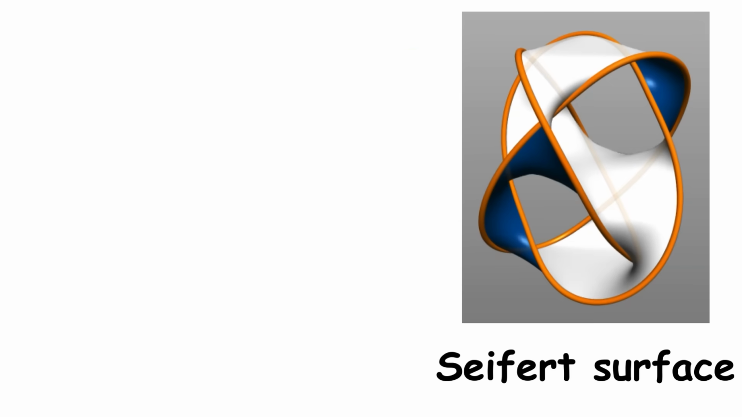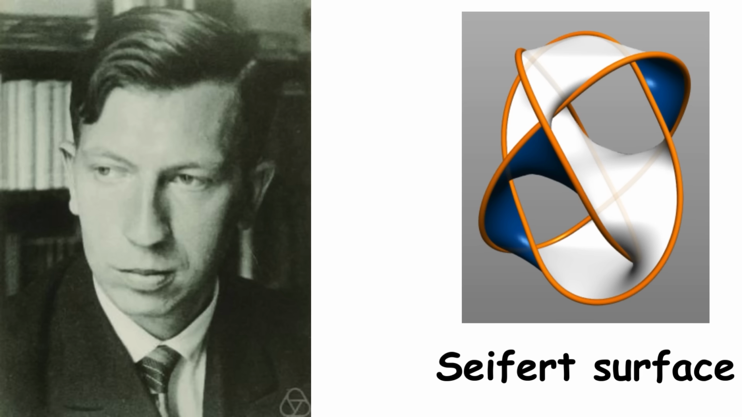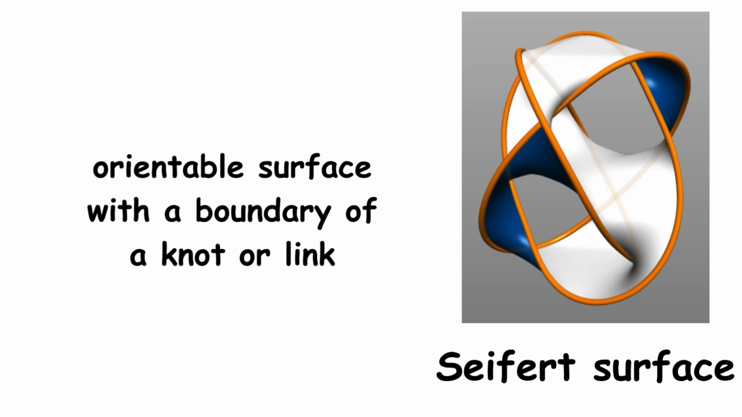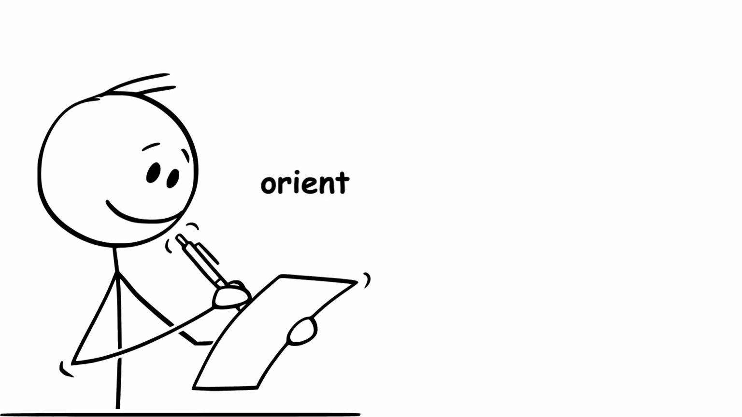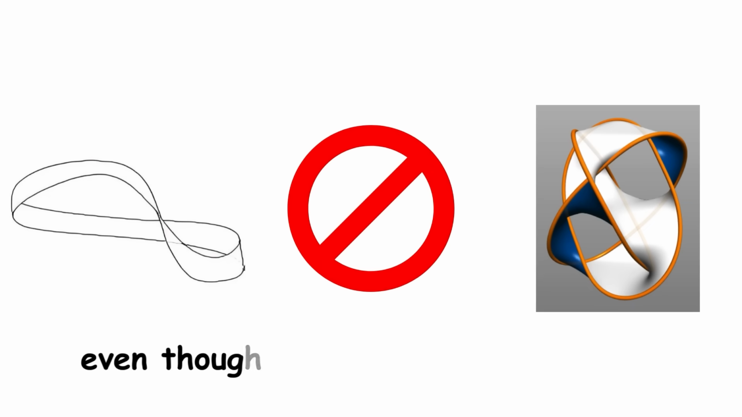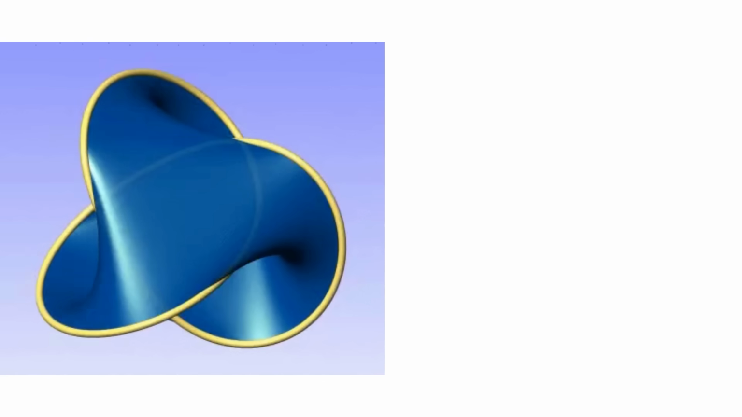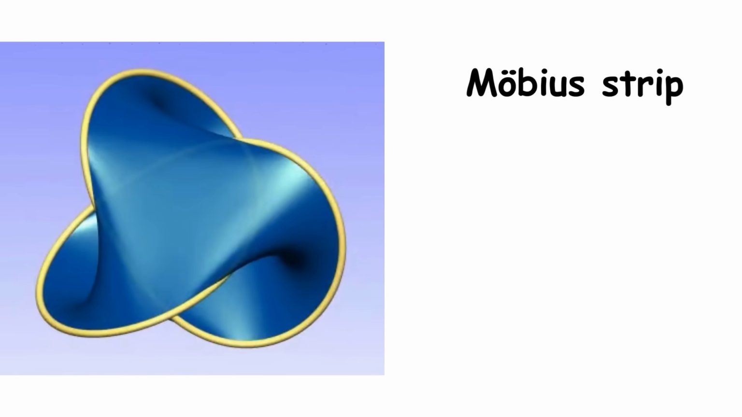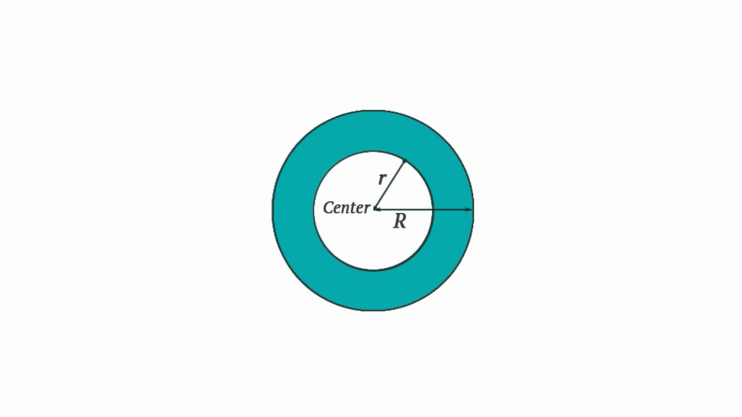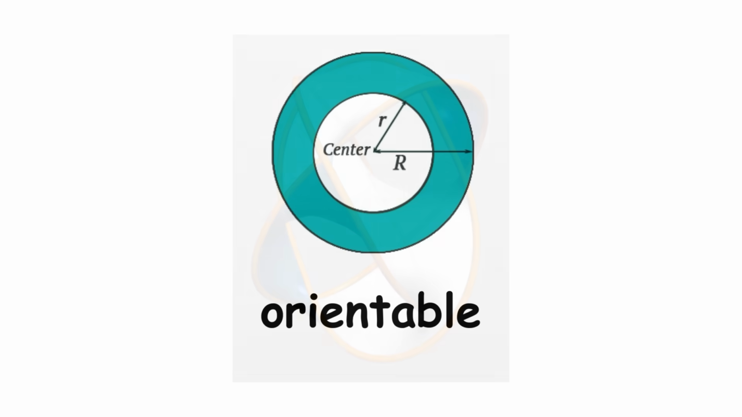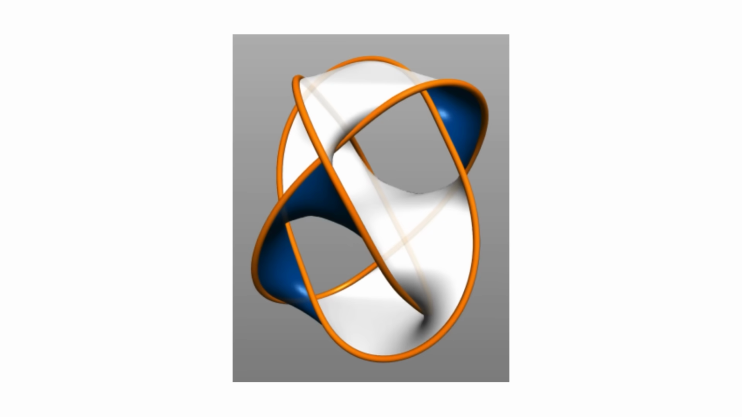A Seifert surface, named after German mathematician Herbert Seifert, is an orientable surface with a boundary of a knot or link. The simplest example is a disk, which is a surface whose boundary is a circle, which is just an unknot. Noting the requirement of orientability in the definition, the Möbius strip is not a Seifert surface, even though its boundary is an unknot. A Seifert surface formed by a Hopf link may be resemblant of a Möbius strip, but it is actually topologically equivalent to an annulus, the plane region bounded by two concentric circles, and is thus orientable. Finally, a Seifert surface formed by the Borromean rings looks like this.